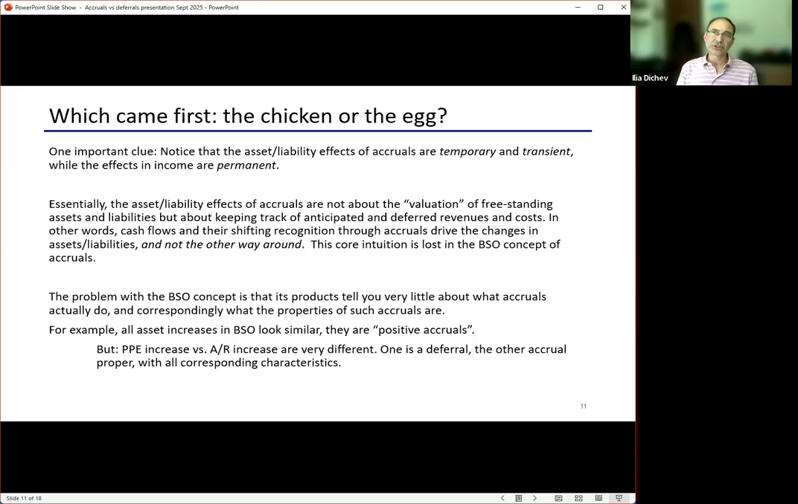So, you know, as administration, what are the shortcomings of this? If you look at the balance sheet perspective, all increases in assets look the same, right? They are positive accruals. That's what the balance sheet oriented approach will think about an increase in assets. And the income oriented view will say, yeah, they're positive accruals, but booking accounts receivable is very different from an increase in property, plant, equipment. One is a deferral, the other is accrual proper. Very different function, very different properties in meaningful ways. And thus separating them really makes a difference.